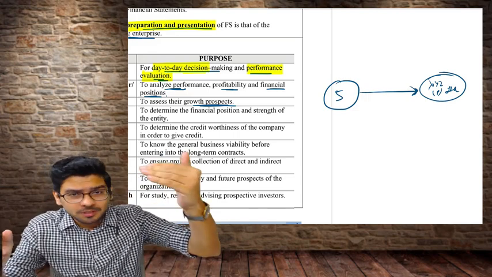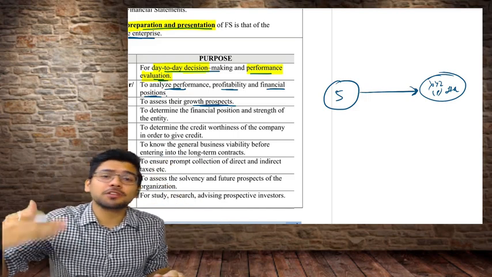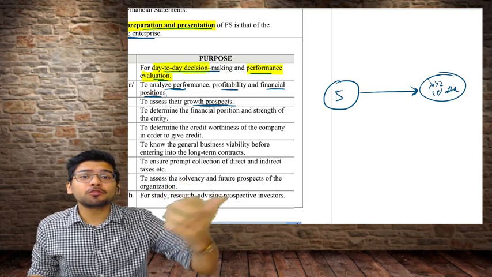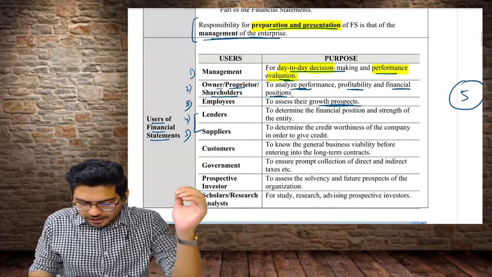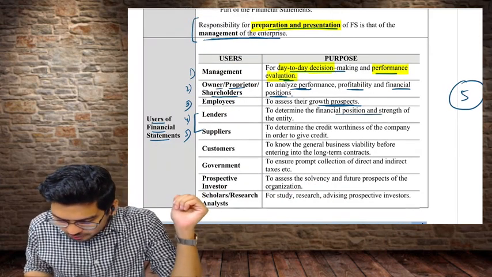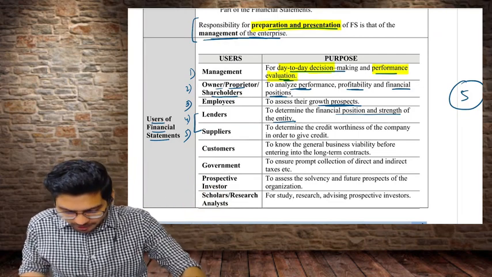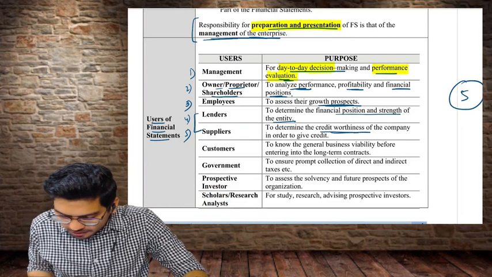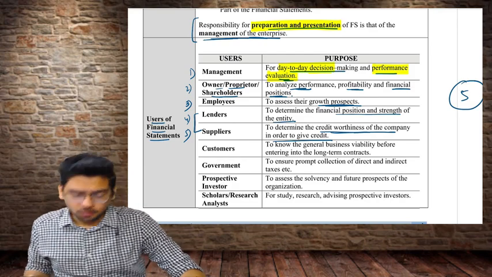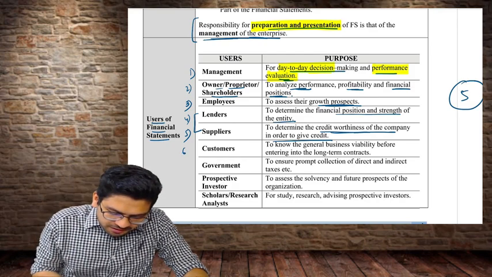So similar to lenders, the suppliers also need to assess our financial position before they can extend credit to us. So the lenders determine the financial position and strength of the entity. Suppliers determine the creditworthiness of the company in order to give credit. Okay, all right. Now, 6th point is customer.